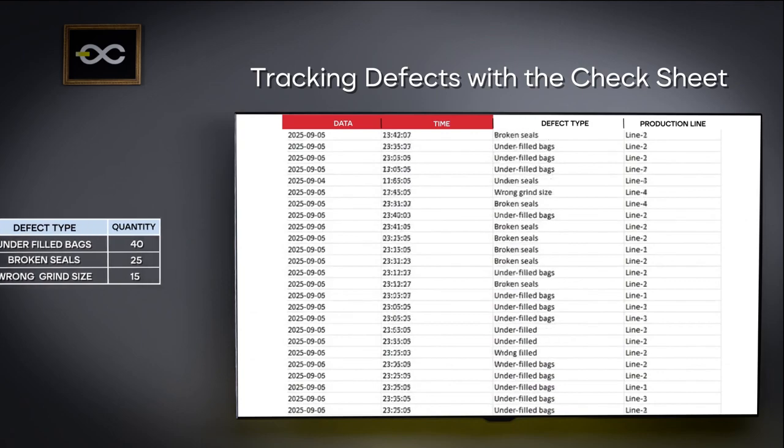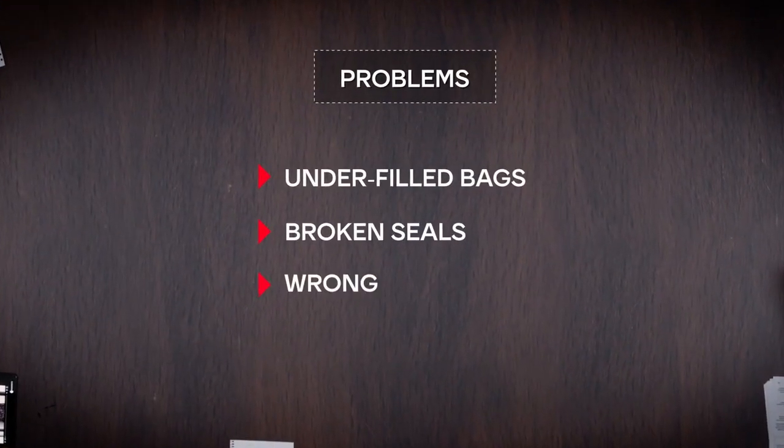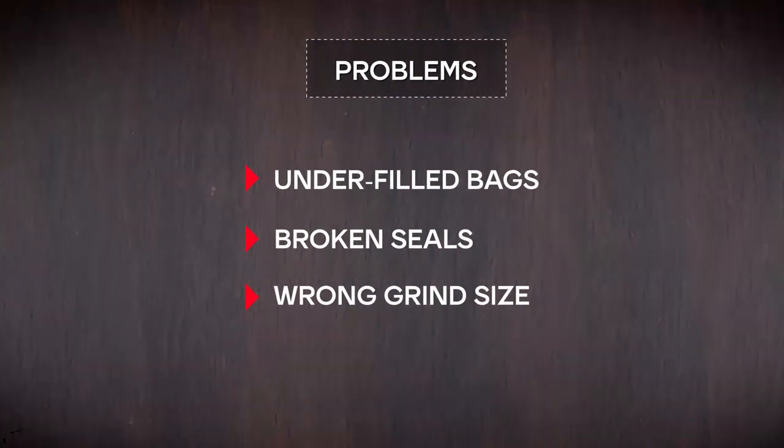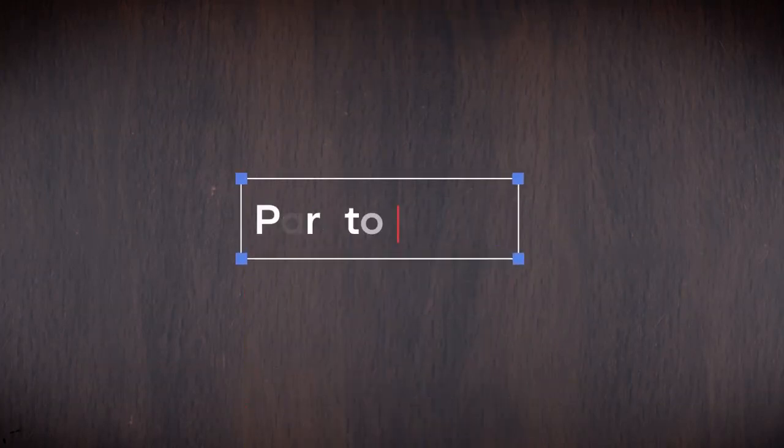Okay, so now that we tracked all the defects using the check sheet, we can now move to the next step, which is fixing the problems causing these defects. But wait, where do we start? We can't fix everything at once. And that's where the Pareto chart comes in.